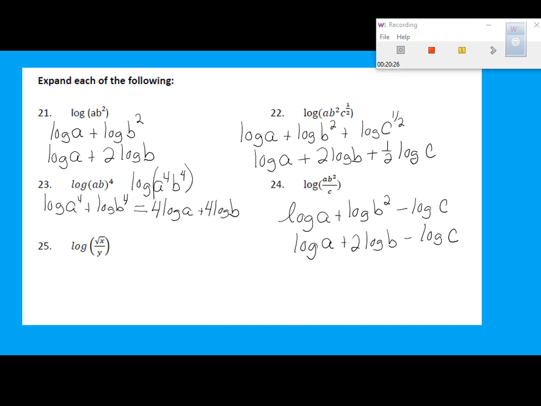And then my number 25, there's a division statement. So I'm going to think of this as log of x to the 1/2 over y. Well, if we skip a step, we've got 1/2 log of x minus the log of y. So there we are expanding some logarithms.